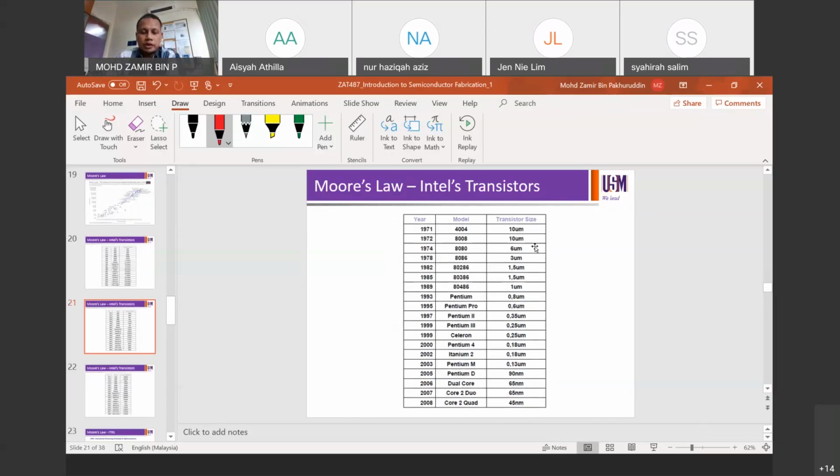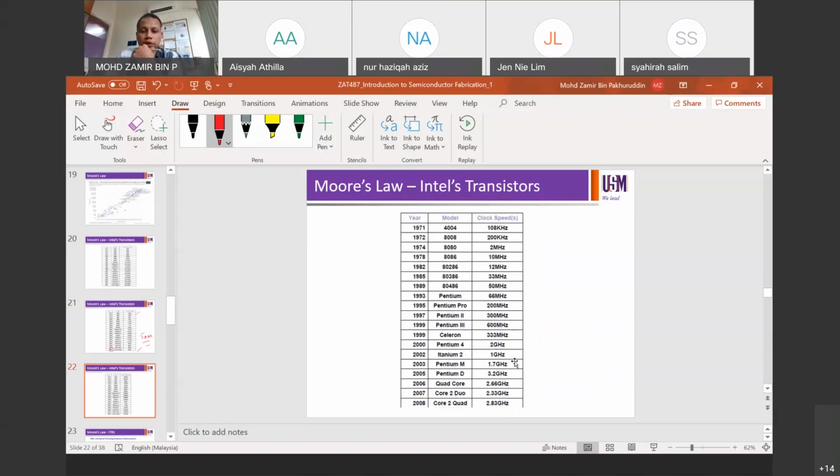Okay, this is the same thing as well, but instead of the number of transistors, it shows transistor size, or the gate length to be more specific. That means in 1971 the gate length was somewhere around 10 micron, and now we are down to 5 nanometer, right? About 10 years ago we were down to 45 nanometer.